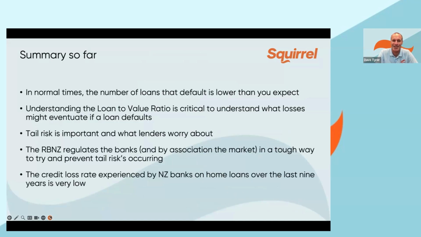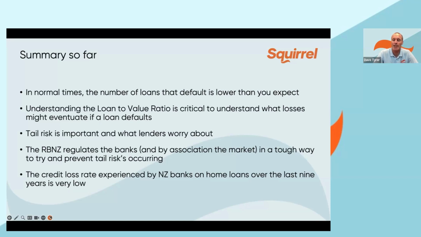Right, into section 1. Hopefully you've stayed with me and haven't fallen asleep at that point. Summary so far. The number of loans that default is probably lower than what you might expect. I do wonder if I wandered down the street and said, out of a portfolio of loans, what percentage might default at any given time? Most people, particularly for residential mortgages, would probably say the number's higher than what the data actually tells us.